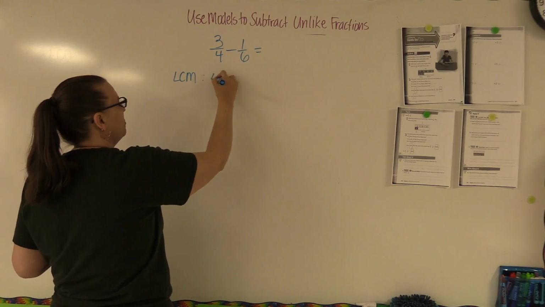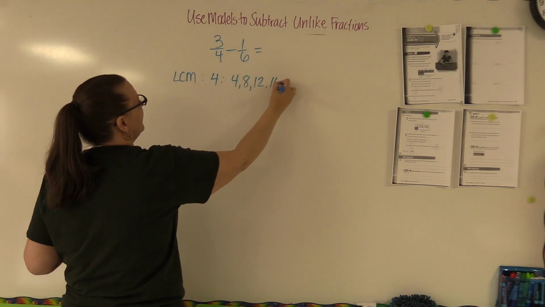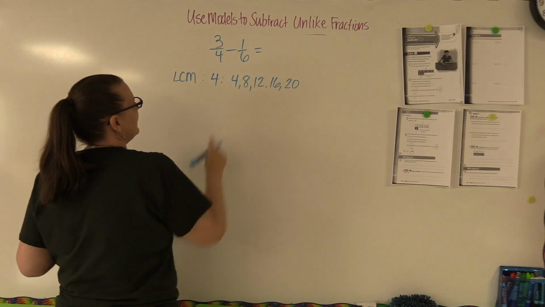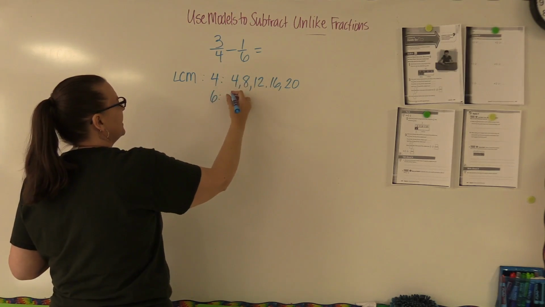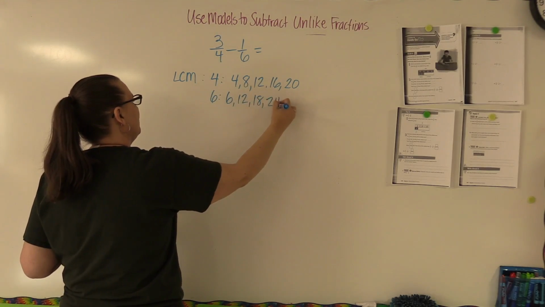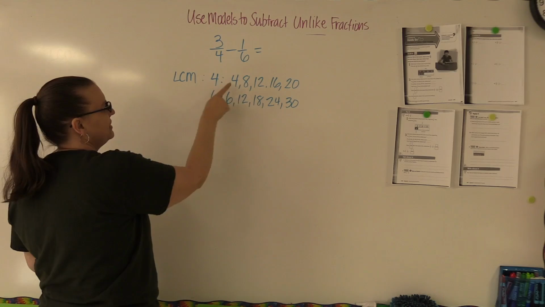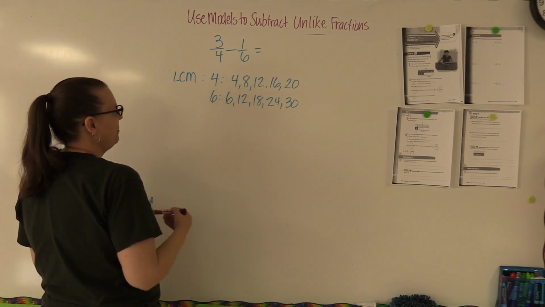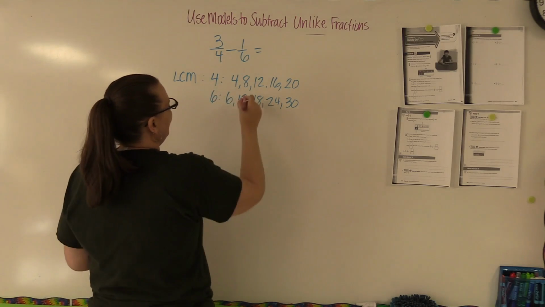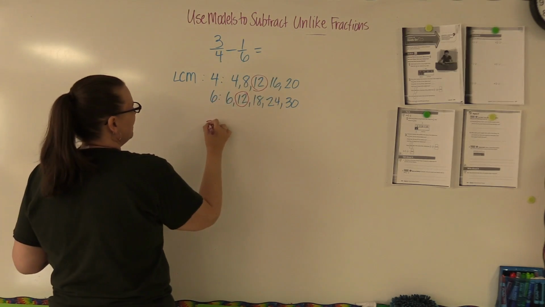Let's do multiples of 4. That would be 4, 8, 12, 16, and 20. Let's list some multiples for 6. 6, 12, 18, 24, 30. What is the least or smallest multiple that these numbers have in common? Well, they both have a 12. So guess what we're going to do? Take these and turn them into 12ths.